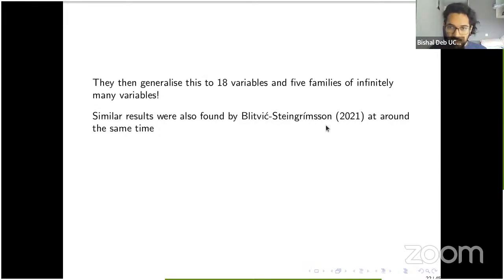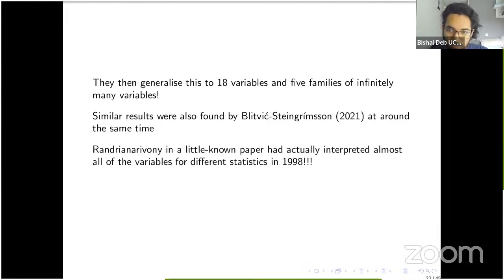So Natasha and Einar were interested in moment sequences and permutations. So that is the point of view they came in. And Alan and Jiang Zheng were interested in continued fractions, and then they converged to almost the same results, surprisingly. But much later, they figured out that Arthur Randrianarivony had actually interpreted almost all of these variables for slightly different statistics in 1998. So quite some time ago.